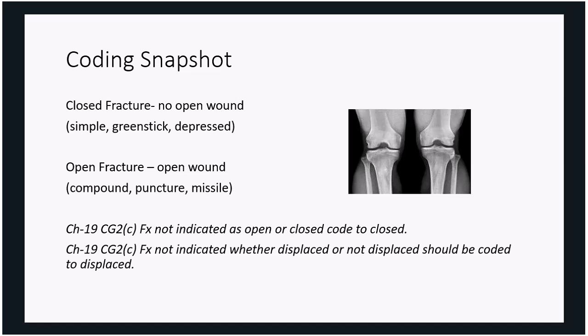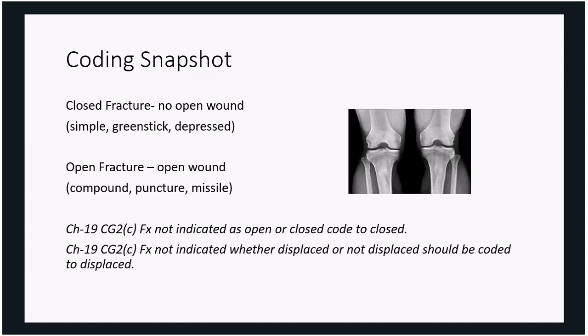When you're coding, keep these things in mind, and these are pulled right from the Chapter 19 coding guidelines. A fracture is either closed or open. A closed fracture means that there is no open wound. The physician might refer to this as a simple, greenstick, or a depressed fracture. The open fracture is an open wound, or you may actually see the bone protruding through the skin, and the physicians will often document this type of fracture as a compound fracture, puncture, or missile fracture.